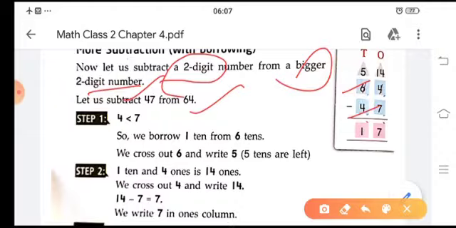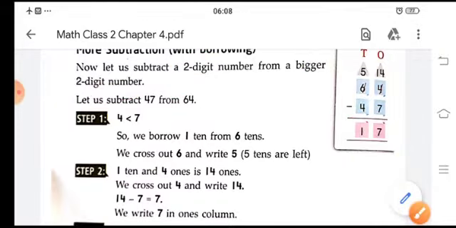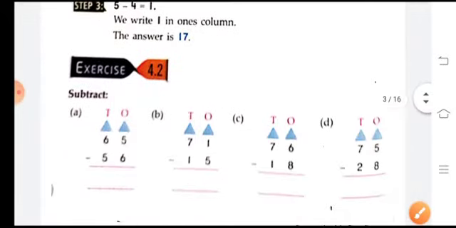So we'll take 1 ten from here and write 14 over here, and we cut 4. So 14 minus 7 is 7. Then step number 2: this 6 becomes 5 tens. So 5 tens minus 4 tens, we'll get 1. So we'll get 17 after subtracting 47 from 64. Okay, children, do all these sums according to the same method.